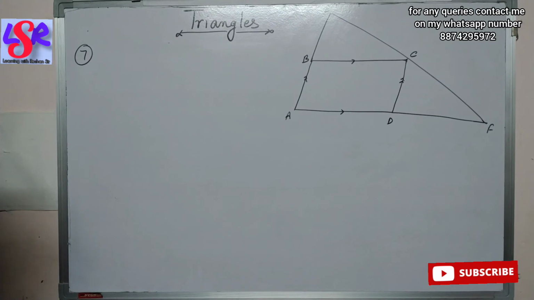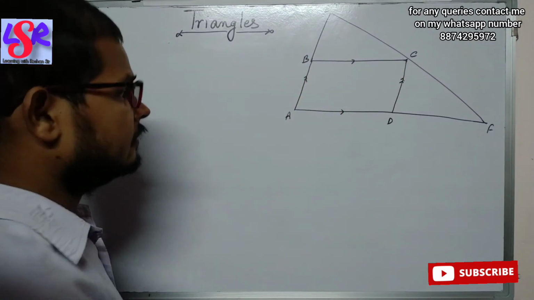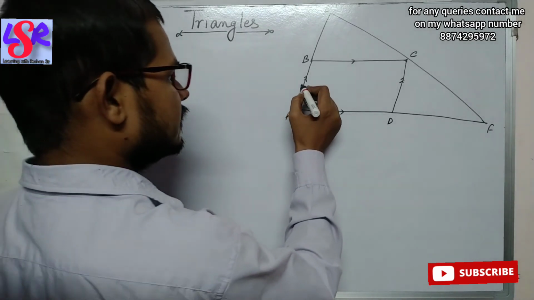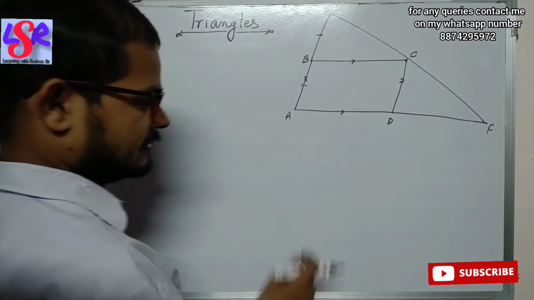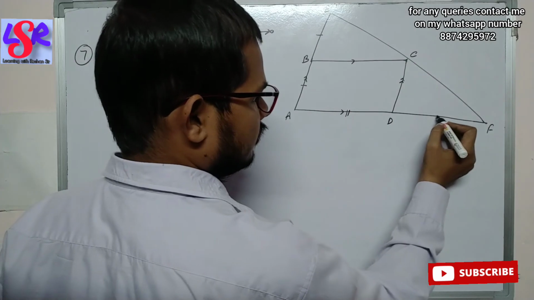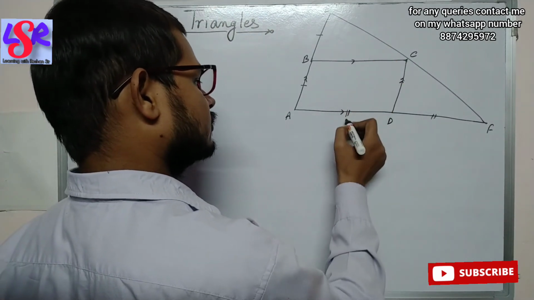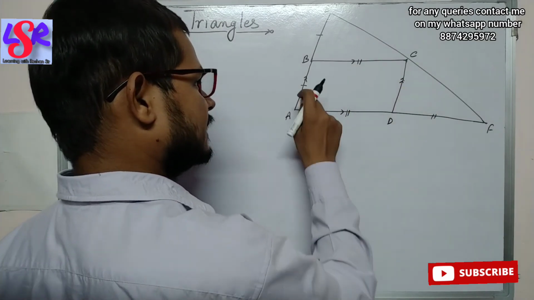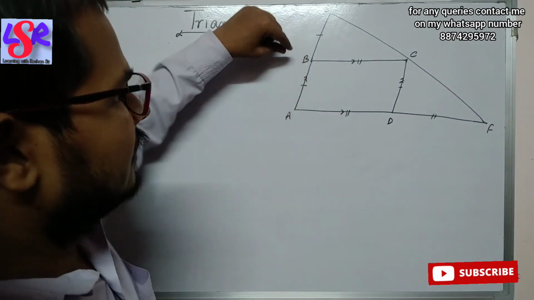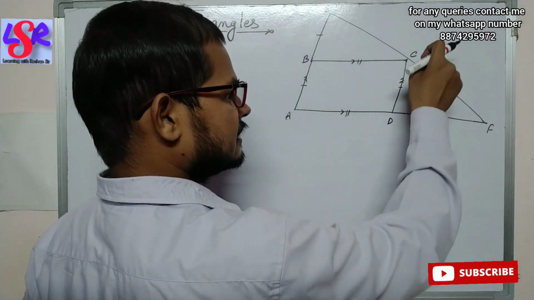Now here in question number 7, we have a parallelogram ABCD. And here this AB is extended to E such that AB equals BE. And similarly, AD is extended to F such that AD equals DF. Now as we all know, the opposite sides of a parallelogram are equal, so this will be equal to this one also, and similarly this will be equal to this one. Now we have to prove the triangle BEC is congruent to triangle DCF.